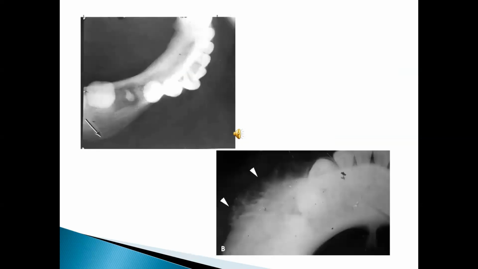Have a look at these two mandibular occlusal radiographs. The first one shows you the expansion of the buccal cortical plate, which might be due to an infection of the bone known as osteomyelitis. In the second one, you can see there are radio-opaque spikes resembling a sunburst. Now this could be due to conditions or malignancies such as osteosarcoma.